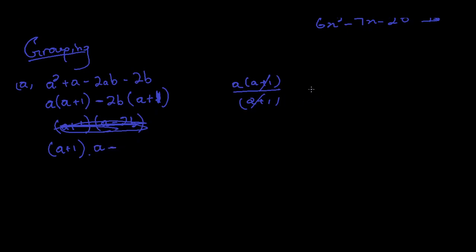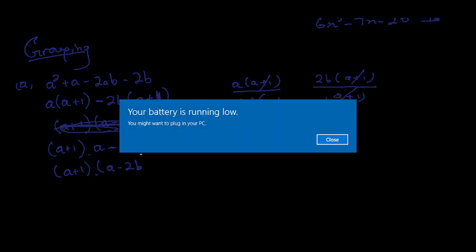Then we do the same here. It's 2b(a + 1) all over (a + 1). So this cancels this, and we are left with 2b minus 2b. If you drop it down further, it's (a + 1), this is the multiplication sign, multiplied by, then you put this together, it's (a - 2b). Simple as that, guys.